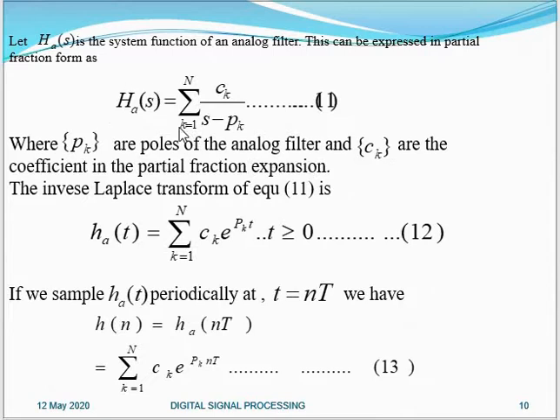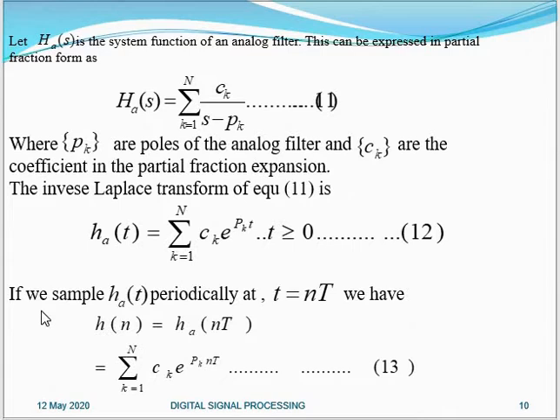Now if we take the inverse transform of this, it will become h of t. In the inverse transform we go back to the time domain. The analog one is written as small h with suffix A of t, that is, h_a(t), our inverse Laplace transform function. It is given as the summation, k equals 1 to N, of Ck e to the power Pk t, for t greater than or equal to 0. So this is our inverse Laplace transform of this equation.